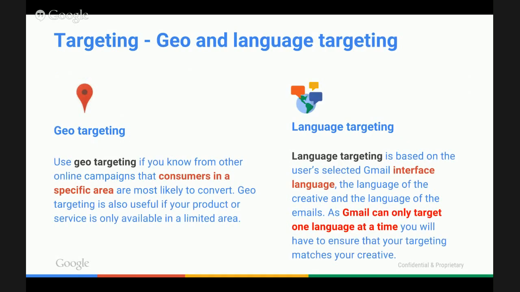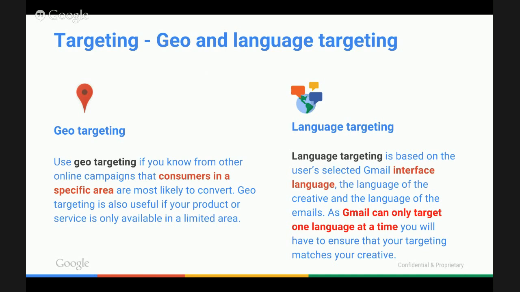Another thing good to know about the targeting: geographic and language targeting. So what can you do with the geographic targeting? We would suggest it if you know from other online campaigns that consumers in a specific area are most likely to convert. Maybe it's easier and more useful if your product or service is only available in a limited area, maybe in a range within a city. So maybe it's in Tallinn or just in Riga or Vilnius.